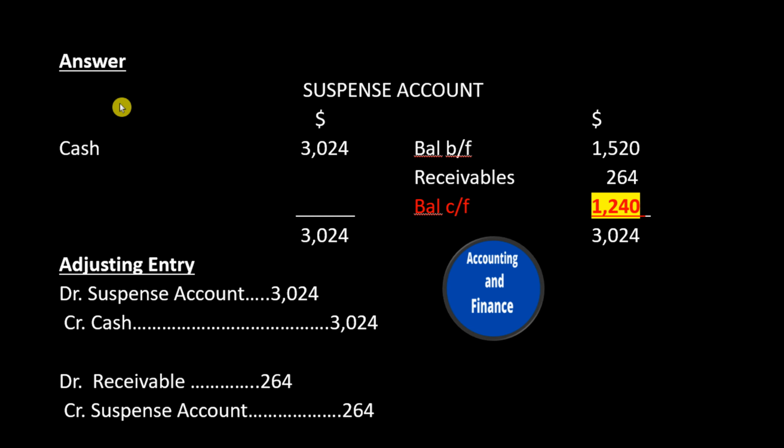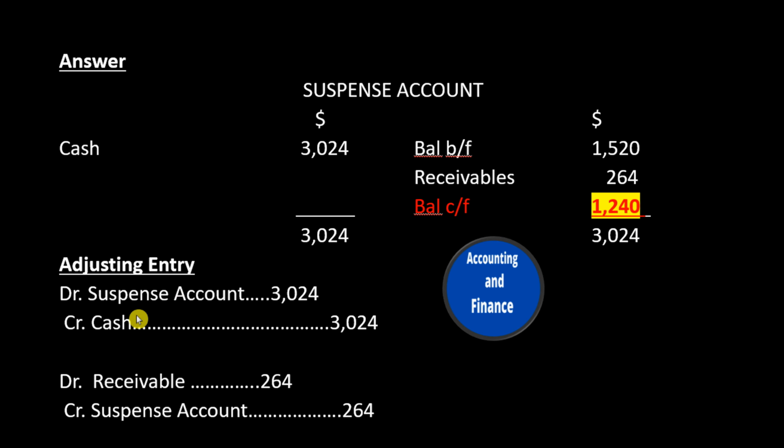Answer. Suspense account. Cash, $3,024. Total, $3,024. Balance, B over F, $1,520. Receivables, $264. Balance, C over F, $1,240. Total, $3,024.